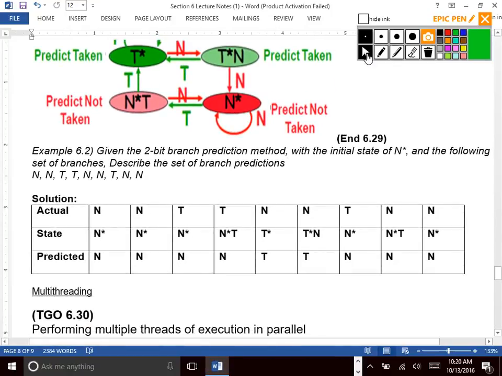Does anybody have any questions? Yes. Is there a consequence for predicting wrong? Basically just what I said, that you have to step backwards and then re-execute with the new information.